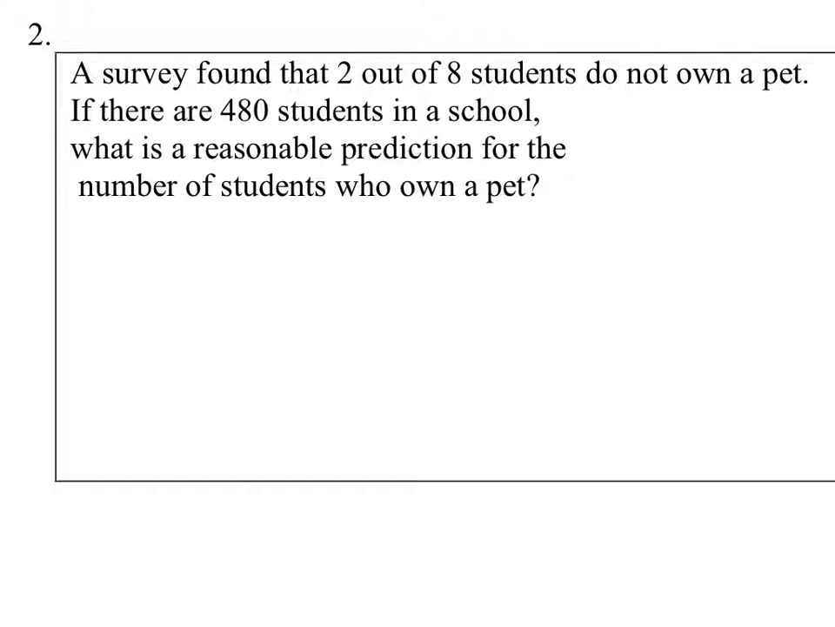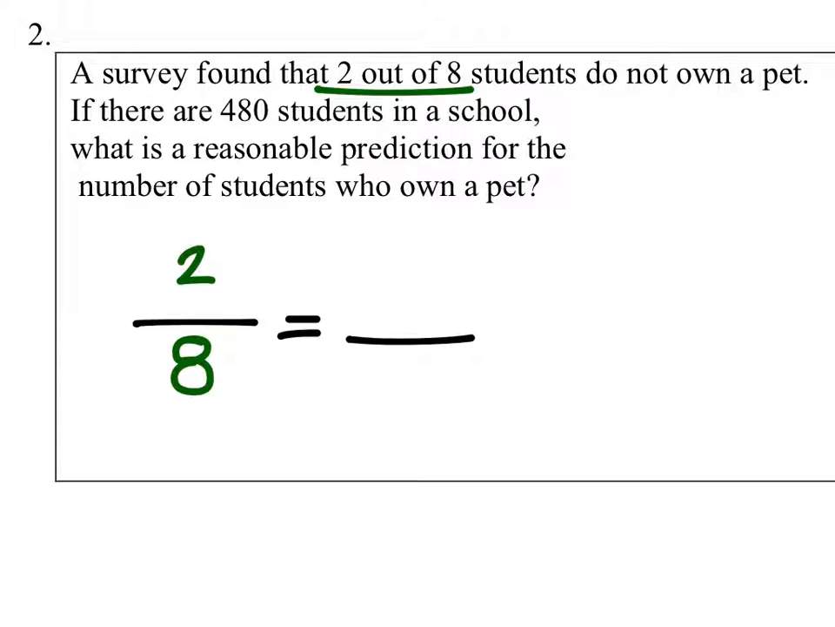A survey found that 2 out of 8 students do not own a pet. If there are 480 students in the school, what is the reasonable prediction for the number of students who own a pet? Well, not that really asking 8 students would be a good way to predict, but that's the situation that we have. So let's set up a proportion again. And again, the first value that they give us is 2 out of 8, so that's 2 out of 8. Some of you know you could reduce that to 1 out of 4 if you wanted to.